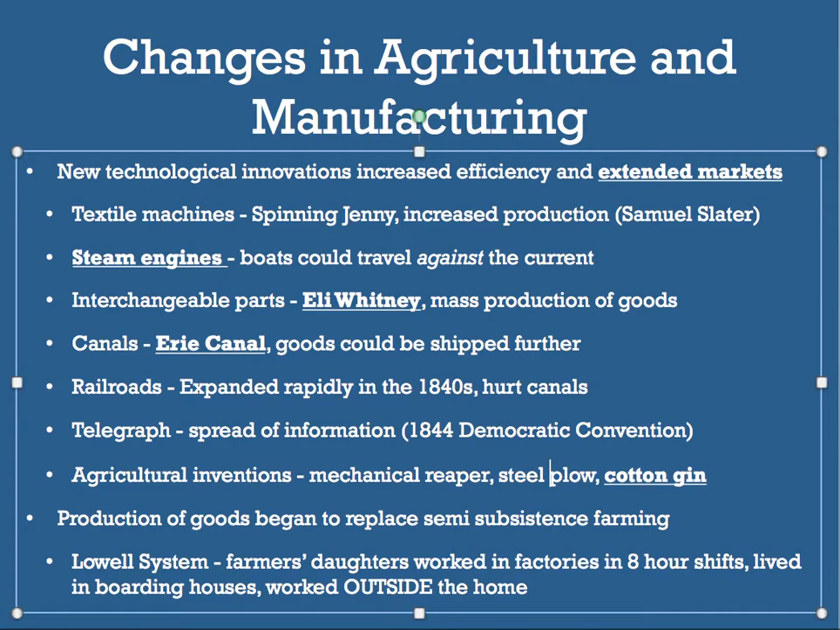But mass production of goods is really going to be replacing what largely was the American economy up to this point, which was semi-subsistence farming. Farming what you can, using your surplus of farm goods for what you can't grow, and our economy is going to become much more developed, modern, and interconnected than it was before.